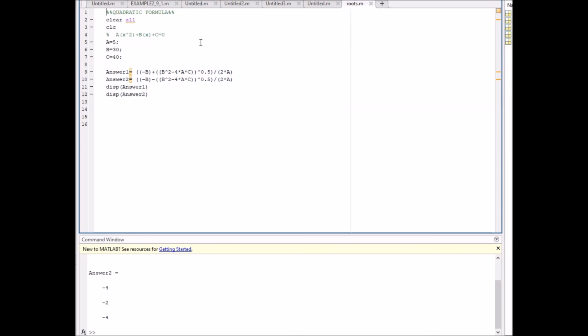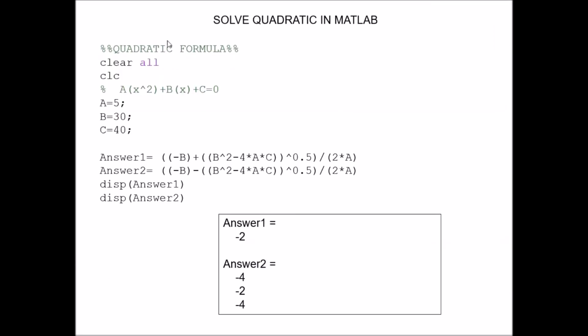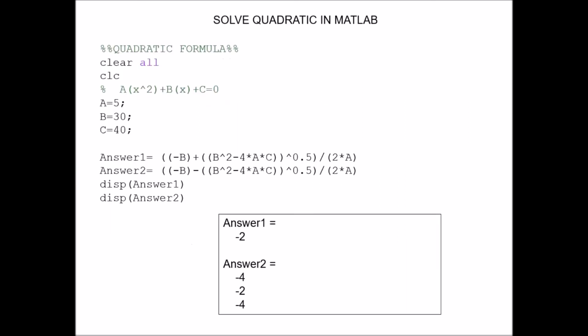When we run it and pop down to our command window, we can see answer 1 is negative 2 and answer 2 is negative 4. So our answers here are negative 2 and negative 4. Now we can go back over here, where I've written out this script file for you. This is given in our lecture slides as well, and you can see our final answers here of negative 2 and negative 4. We can go back up and double check that with our hand solution on the previous slide: negative 2 and negative 4. So it's a great double check of your hand solutions with this MATLAB script.